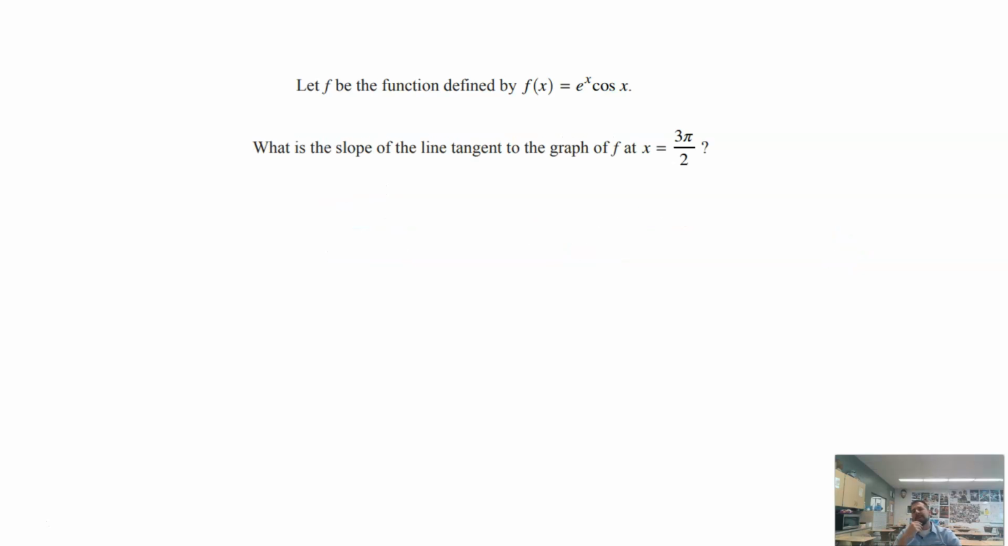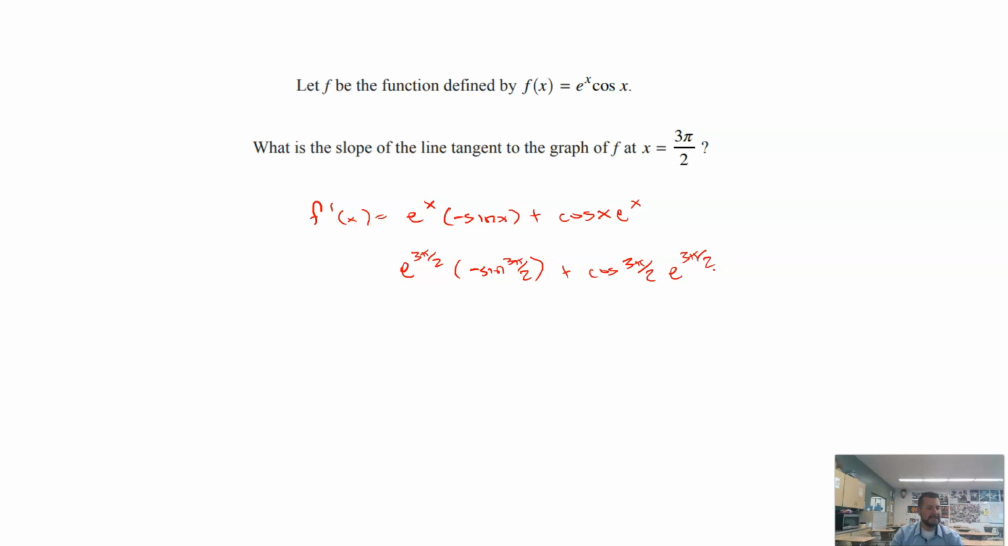Letter B, what is the slope of the line tangent to the graph at x equals 3 pi halves? Well, what that's asking for is the derivative. So to take the derivative here, I have to use the product rule. So e to the x times negative sine of x, that's first times the derivative of the second, plus the second times the derivative of the first. Then I just plug in 3 pi halves. So I get e to the 3 pi halves times negative sine of 3 pi halves plus cosine of 3 pi halves times e to the 3 pi halves.